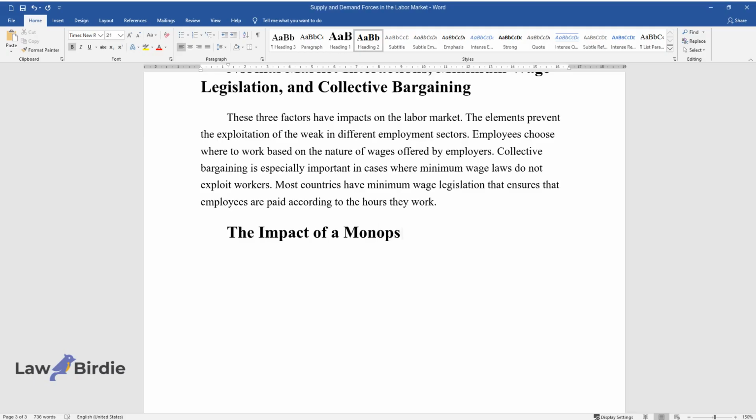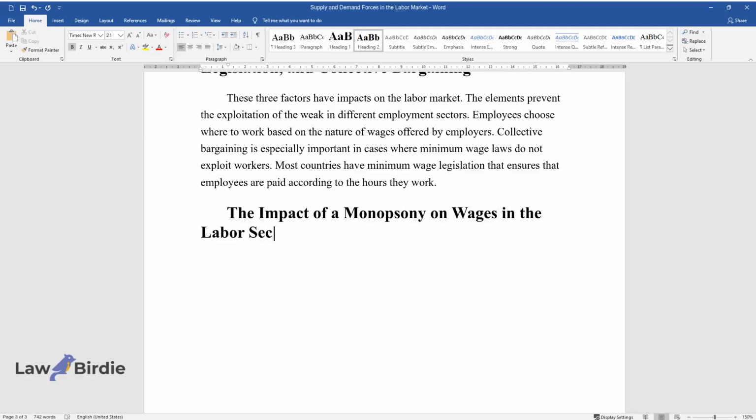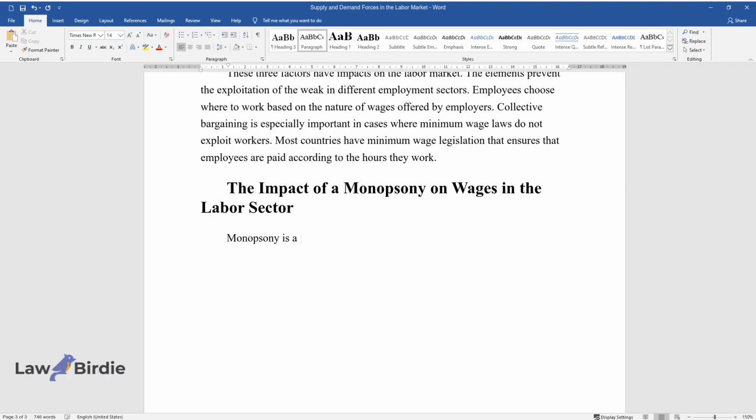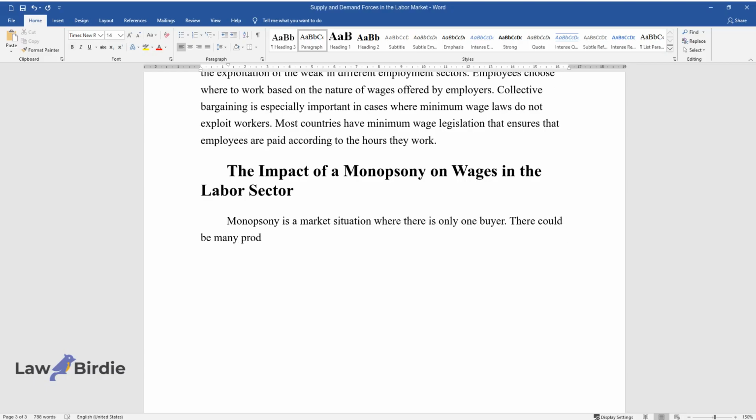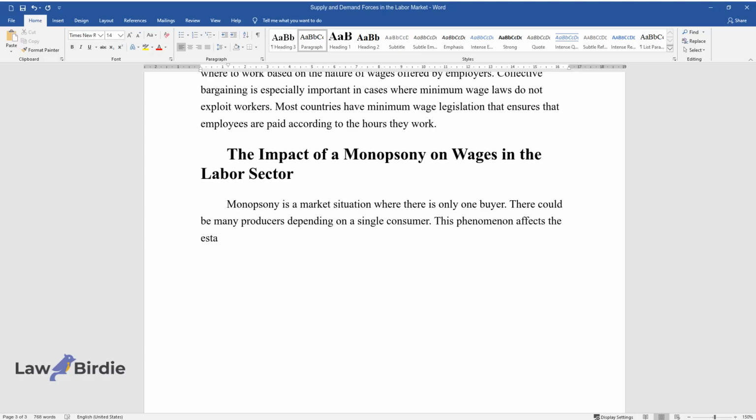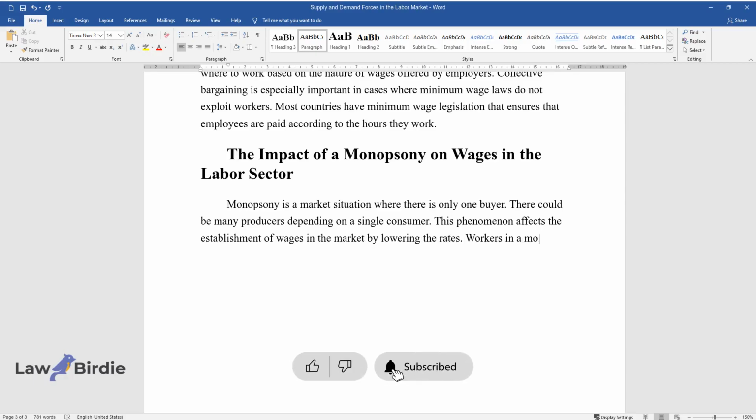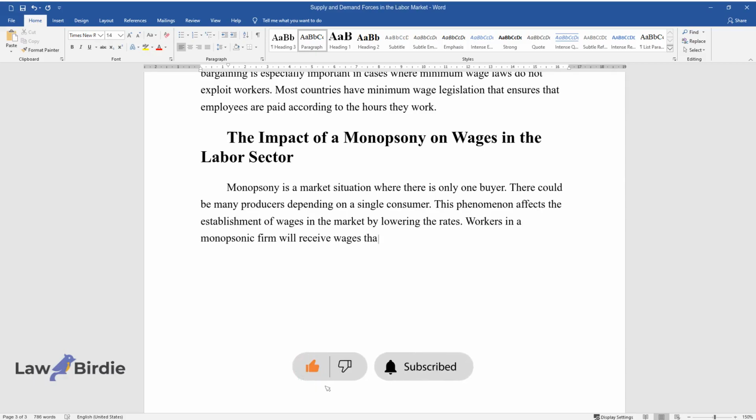The impact of a monopsony on wages in the labor sector. Monopsony is a market situation where there is only one buyer. There could be many producers depending on a single consumer. This phenomenon affects the establishment of wages in the market by lowering the rates. Workers in a monopsonic firm will receive wages that are less than those of others in the marketplace.